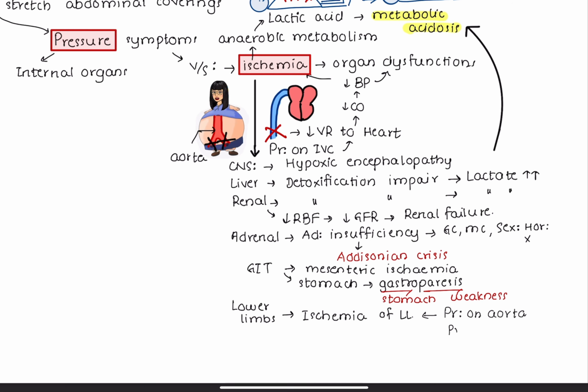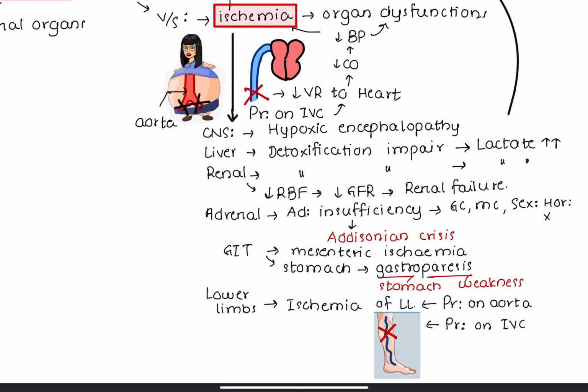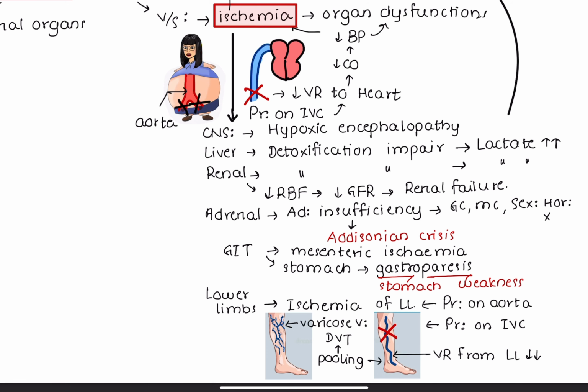Due to pressure on inferior vena cava, venous return from femoral veins to inferior vena cava is markedly reduced. This results in pooling of blood in the lower limbs, which promotes formation of peripheral edema and deep vein thrombosis, or DVT.